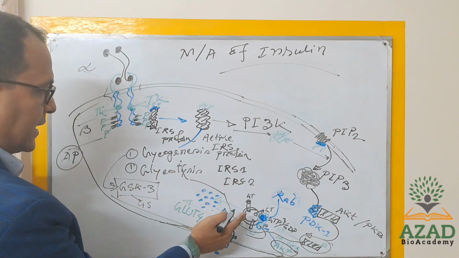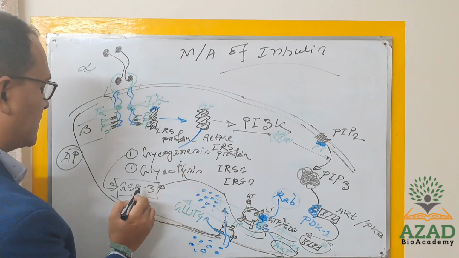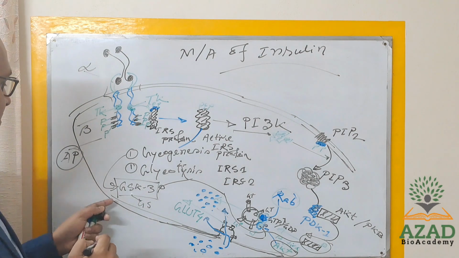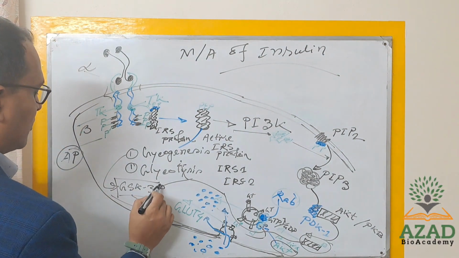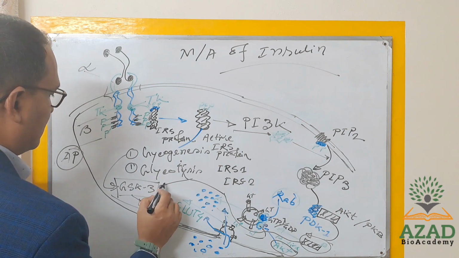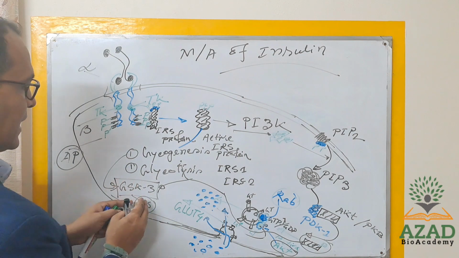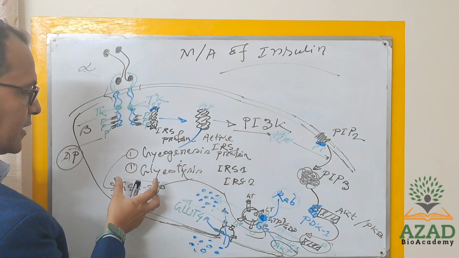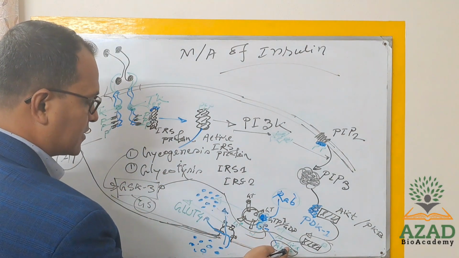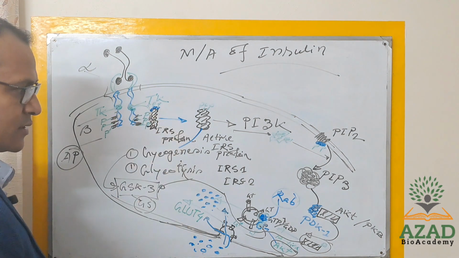But what will AKT do? AKT will phosphorylate that enzyme. So when GSK3 is phosphorylated and inactive, then your glycogen synthase enzyme will be active and the glycogen process will be enhanced. Okay, so indirectly AKT helps to activate the glycogen synthase, and it will increase the process of glycogenesis.